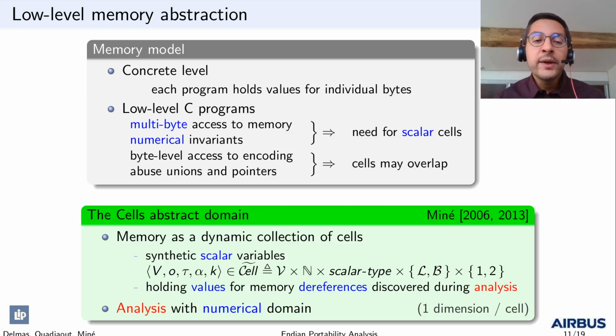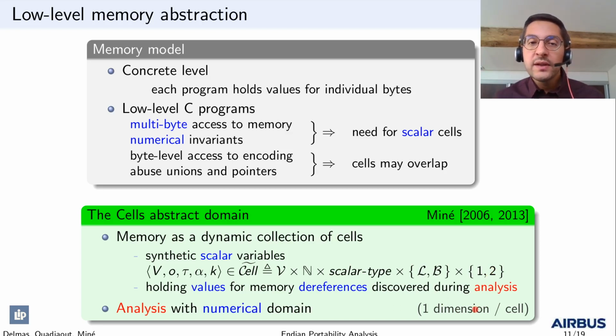We thus view memory as a dynamic collection of cells, which are synthetic scalar variables holding values for memory dereferences discovered during the analysis. More precisely, a cell is a tuple with a base variable, an offset, a scalar type, an Endianness encoding, and a side, little endian program or big endian program. With this memory model and any standard numerical domain, we may define a static analysis using one dimension per cell.